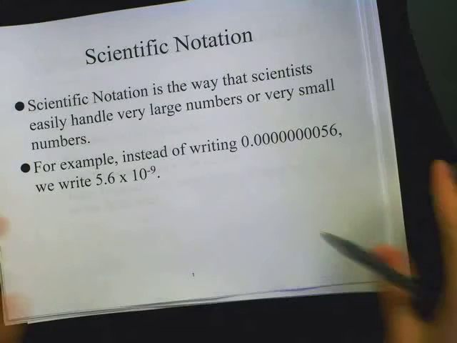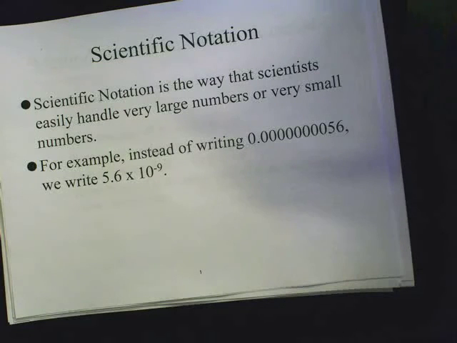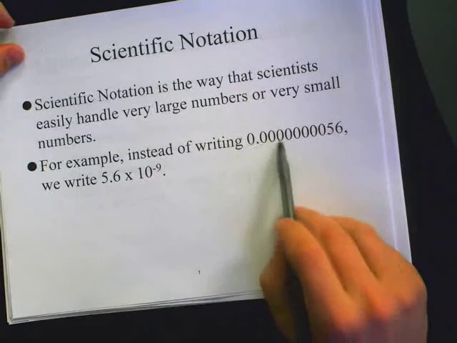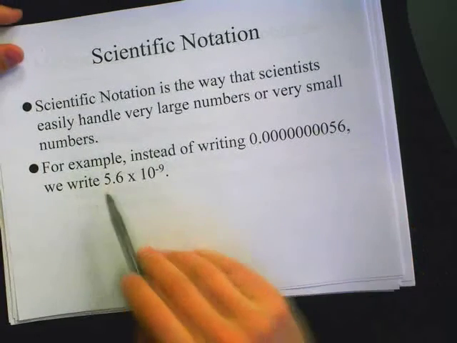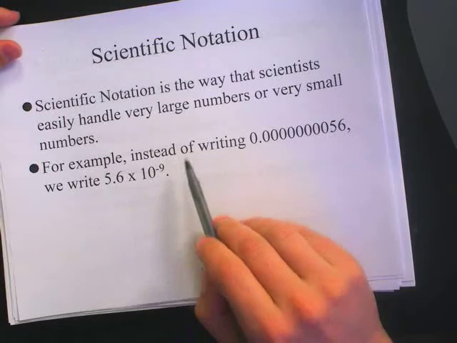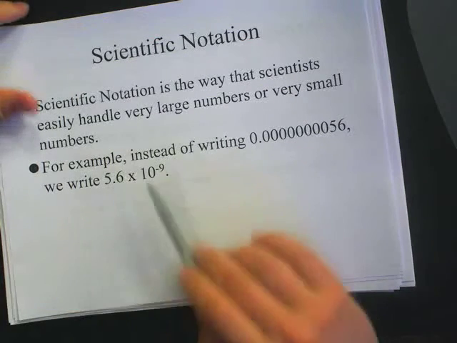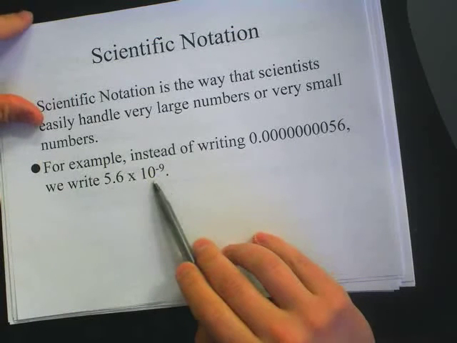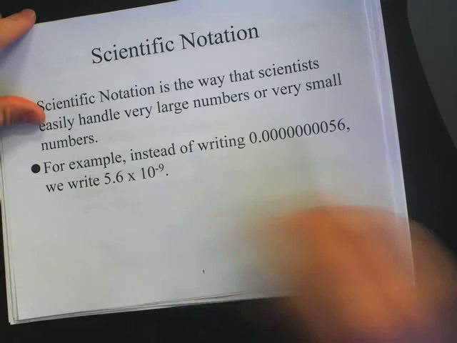The first part of today's lesson is on scientific notation. Scientific notation is a way that scientists easily handle very large numbers or very small numbers. For example, instead of writing 0.00000000056, we write 5.6 times 10 to the negative ninth. That shows us that it's 5.6, but the 10 to the negative 9 tells us it's a really, really small version of 5.6, so in other words, that.